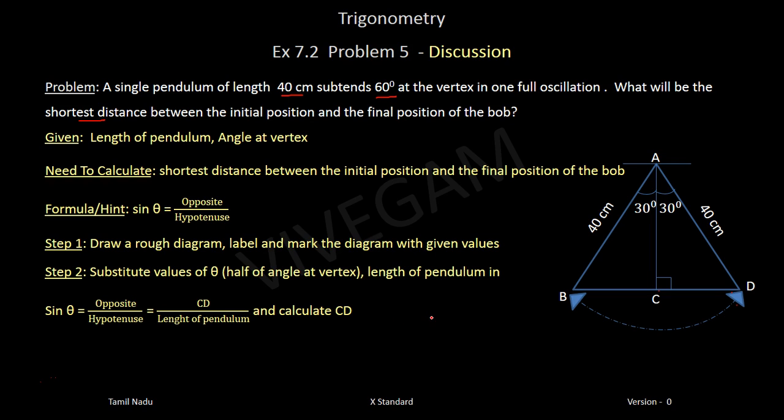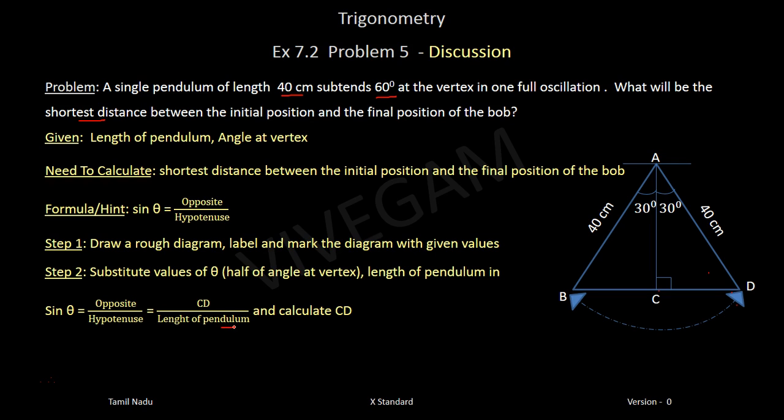So what we are saying here is that now we consider this triangle only. Okay, I should have probably written in the triangle ABC. Please add this. In the triangle ABC, substitute the value. Okay, so in the triangle ABC, sine 30 is opposite by hypotenuse. In the formula I'm taking this side, so we are considering triangle ACD, right? And in that, the opposite side is CD, divided by hypotenuse. Hypotenuse is nothing but 40 centimeter. So sine 30 equal to CD by length of pendulum, that is 40 centimeter.